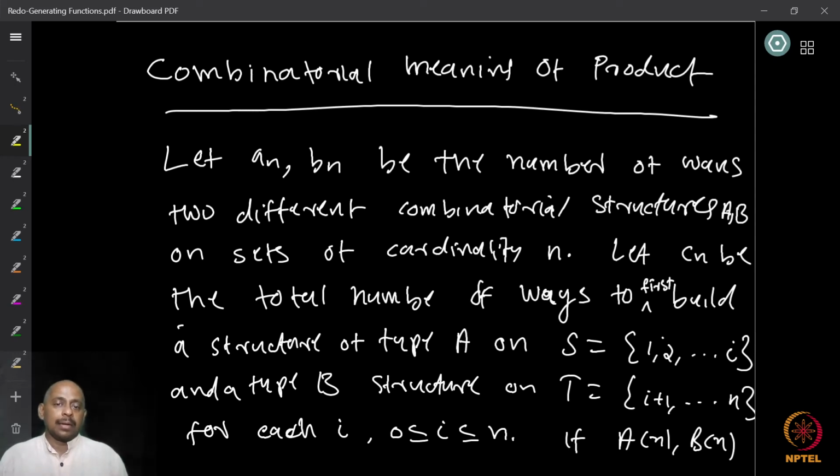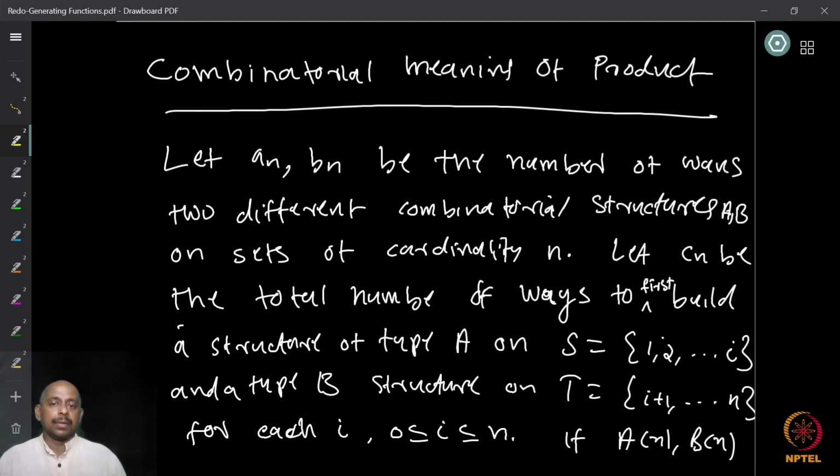Then I want to make a type B structure, which in our example was the triangulations of a polygon, right? So I want to make and count the triangulations of a polygon which can be made out of i plus 1 to n. Or I want to put a structure on the set T equal to i plus 1 to n. So we have two types of structures, type A and type B. On an i element set I have a_i type A structures, and there are b_n type B structures.